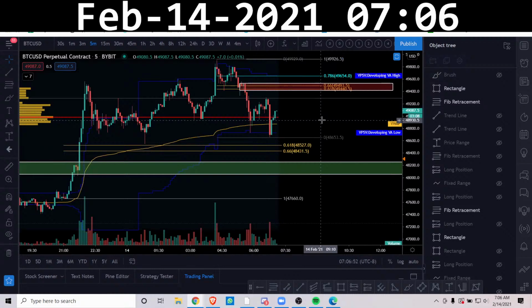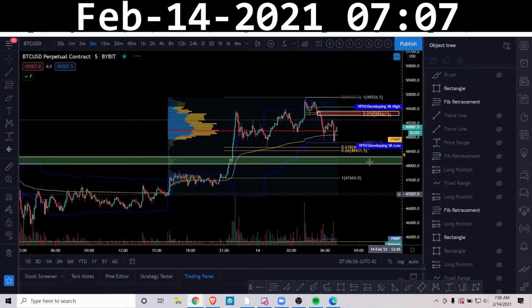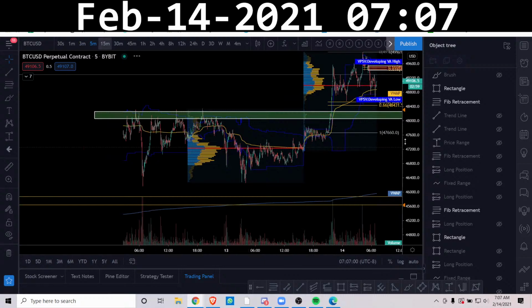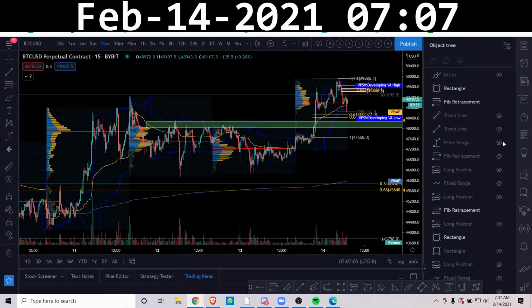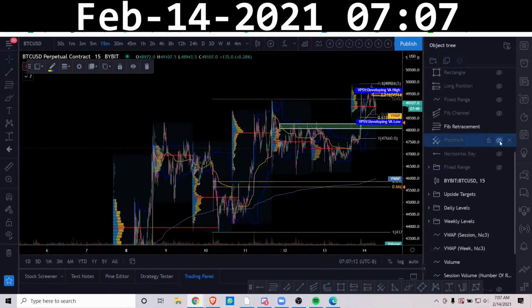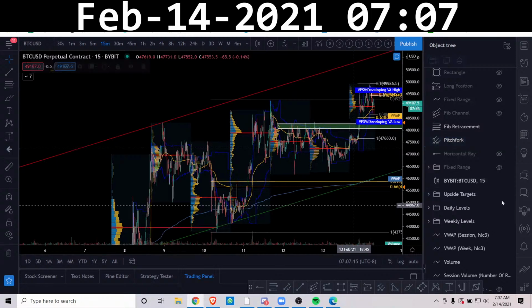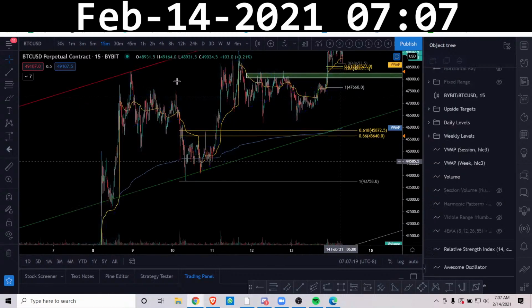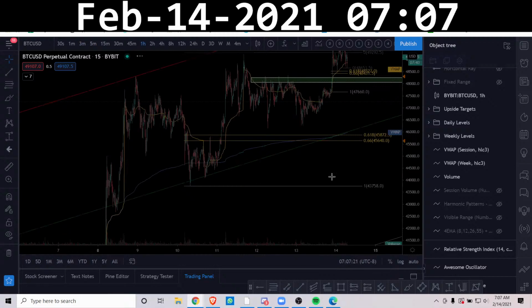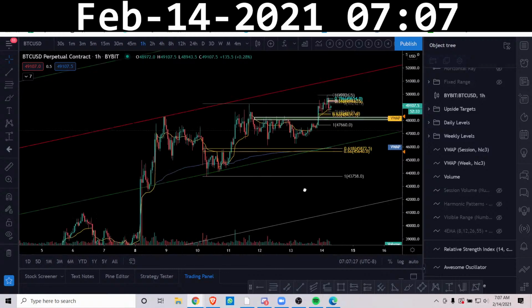Let's see. I actually want to pull a pitchfork somewhere. I mean, I have this higher time frame pitchfork if it wants to show up. Yeah, that's a higher time frame pitchfork that I included a few days ago. You can see resistance at the midpoint of the pitchfork, so we could expect it to act as resistance again eventually.